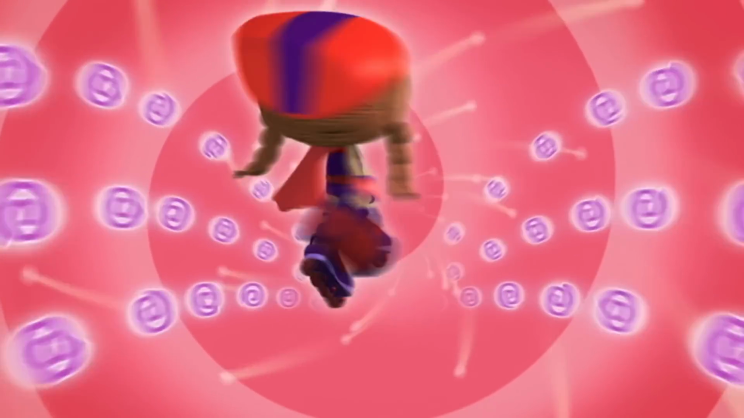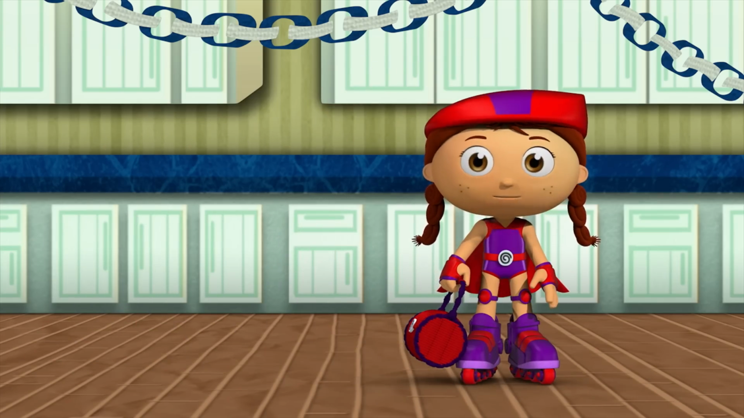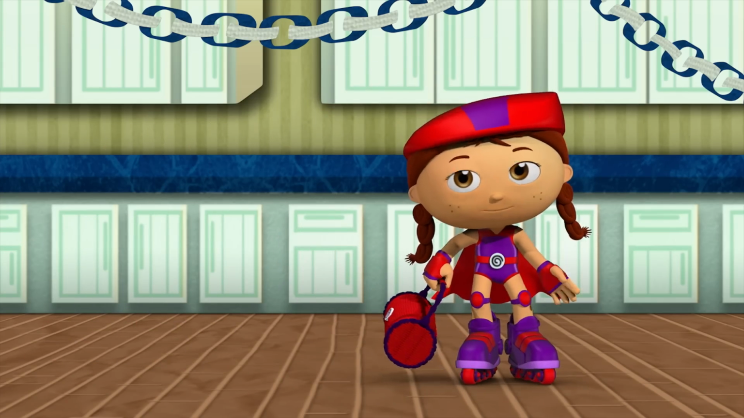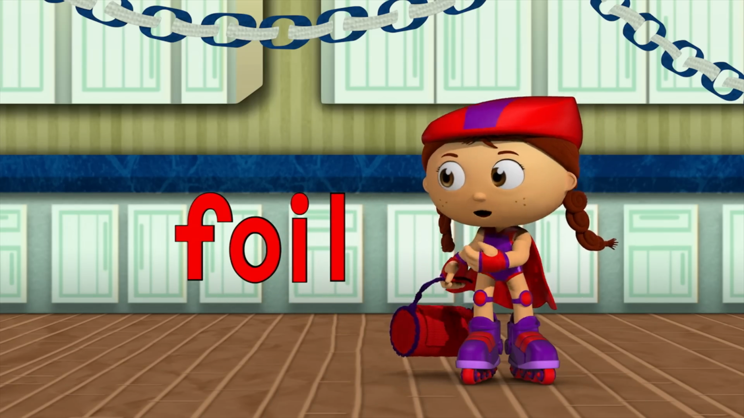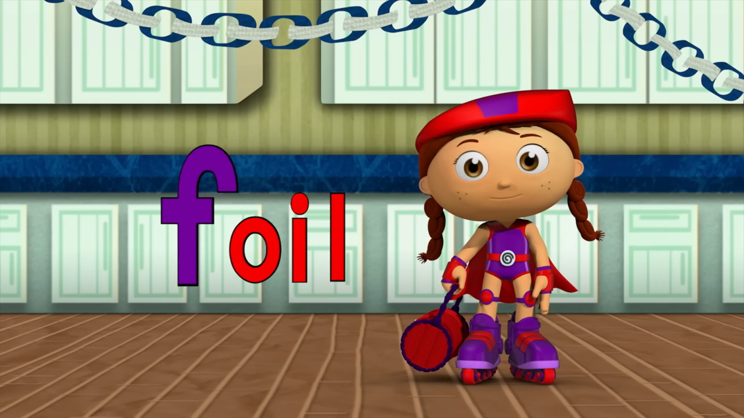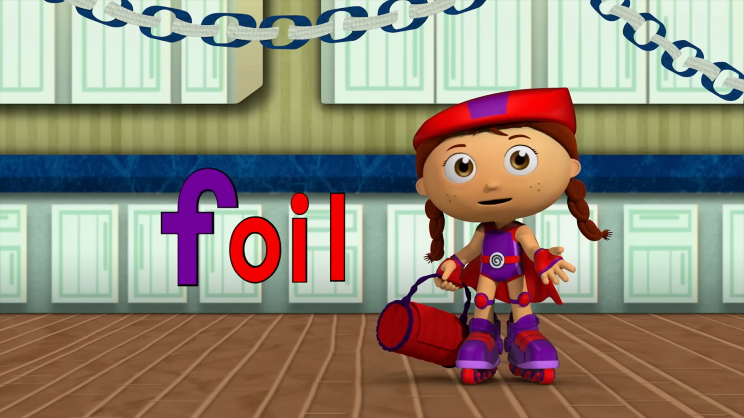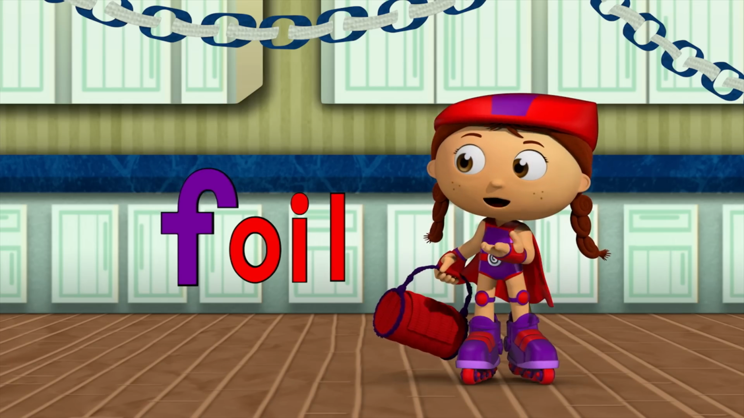Wonder Red to the rescue! With my Wonder Words basket, I can find the word oil so we can make latkes. Let's read this word. What is this letter? F. F. And what sound does F make? And this says oil.